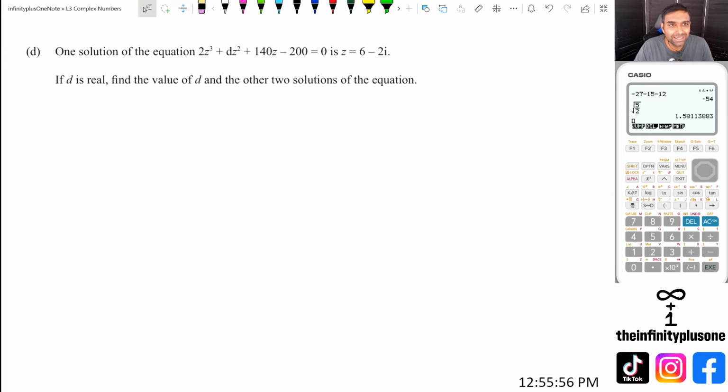These ones here. One solution is z equals 6 minus 2i. Yes, we know this. If d is real, find the value of d and the other solutions of the equation. All right, so if one solution of this is 6 minus 2i, then what we can actually say is, because we've got to find the other solutions as well, z1 is equal to 6 minus 2i, which is the first solution. z2 will become 6 plus 2i, which is the second solution.